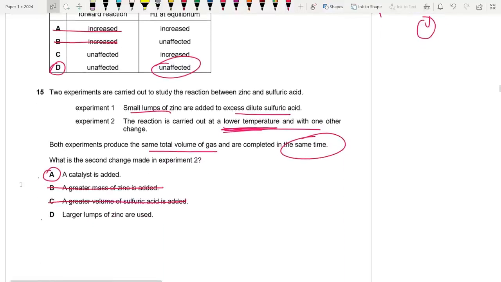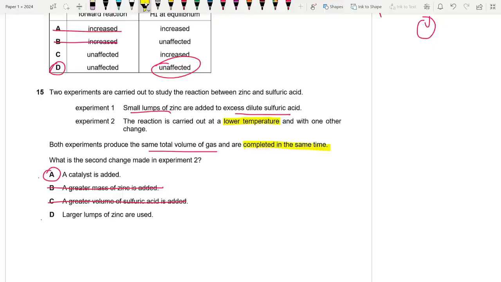Two experiments are carried out to study the reaction between zinc and sulfuric acid. Small lumps of zinc are added to excess dilute sulfuric acid, and then in experiment 2 the reaction is carried out at a lower temperature and with one other change. So let's try to figure this out. Both experiments produce the same total volume of gas and are completed in the same time. This is rather interesting because if you carry it out at lower temperature, the rate will be slow, right? So it's not supposed to end at the same time.